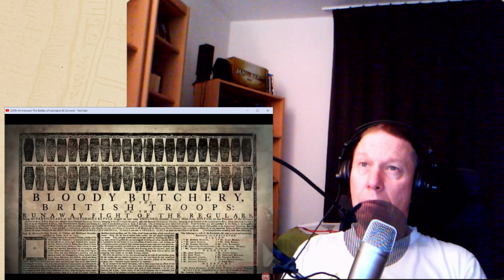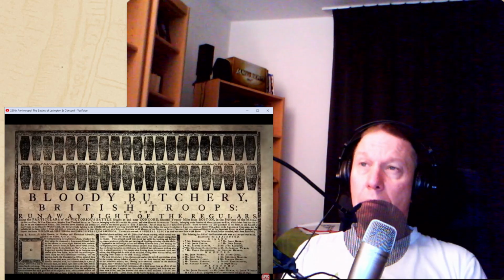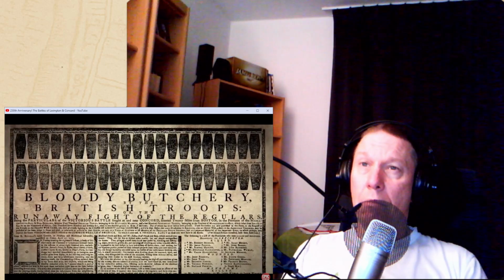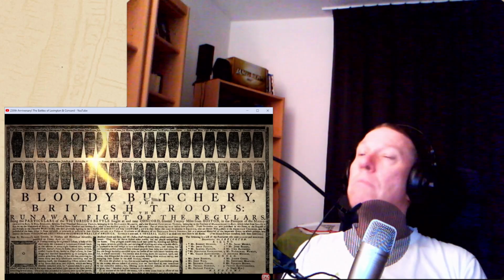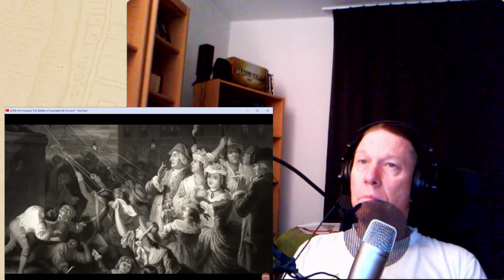By the scale of 18th century warfare, the battles of Lexington and Concord are not much more than skirmishes. But the ramifications will be seismic.